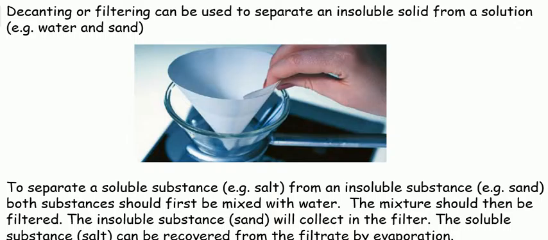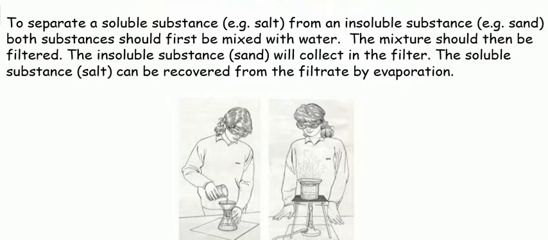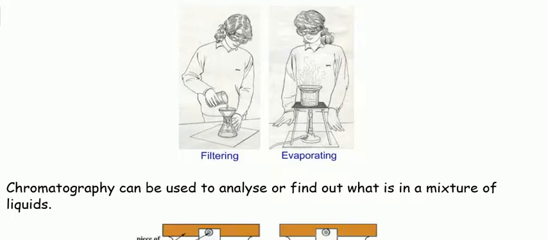Decanting or filtering can be used to separate an insoluble solid from a solution, for example water and sand. To separate a soluble substance, for example salt, from an insoluble substance, for example sand, both substances should first be mixed with water. The mixture should then be filtered. The insoluble substance, sand, will collect in the filter. The soluble substance, salt, can be recovered from the filtrate by evaporation.